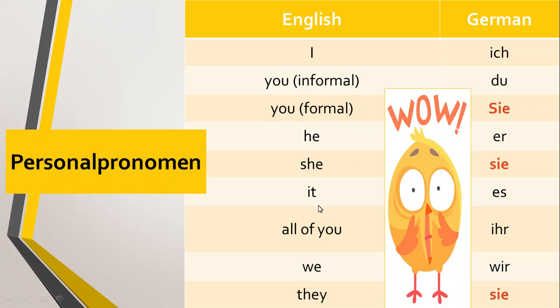He, she, and it are er, sie, and es. We have the word Sie coming again for she, but this sie is written with a small s.